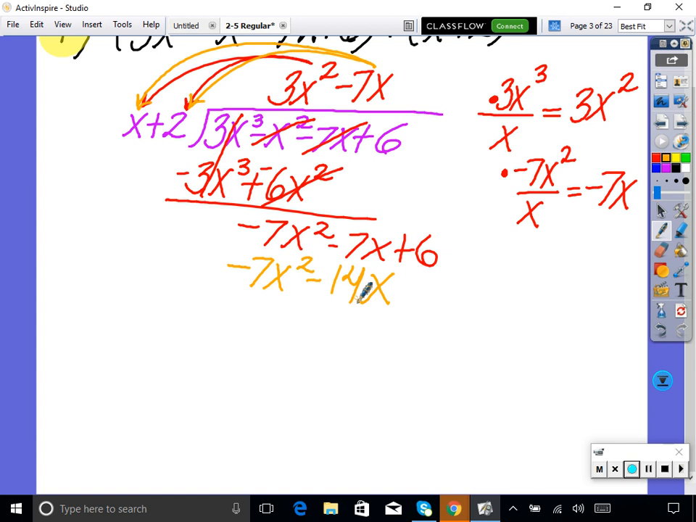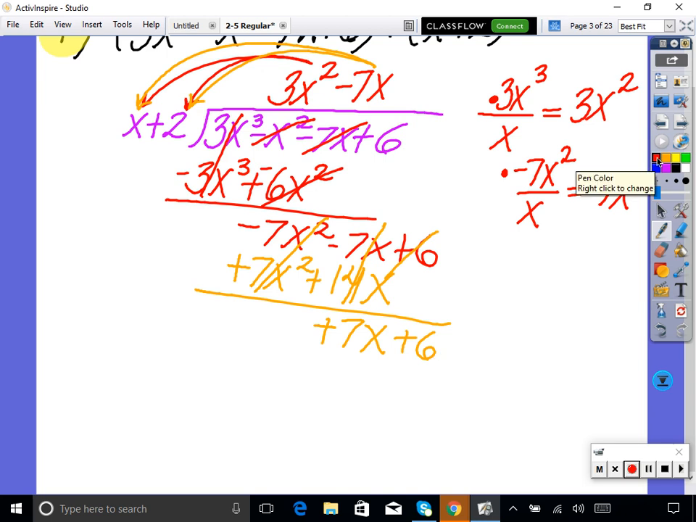We want them to cancel out, so we need to change the sign. So don't I need to change the sign here? Now add straight down. Gone. Plus 7x, isn't it? Yep, plus 6. And now that's the new thing under my house. Starting over again. The roundabout circle. So I go off to the side, dividing the leading terms. Positive 7x, so 7x divided by x is positive 7. So we're going to have plus 7.